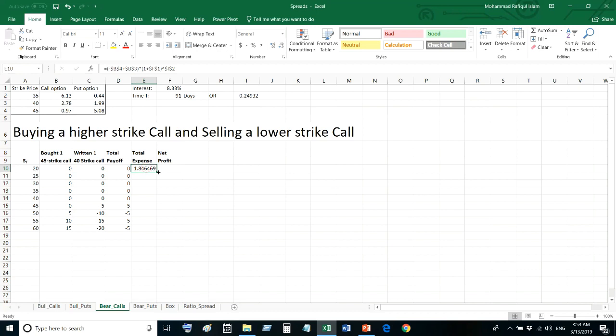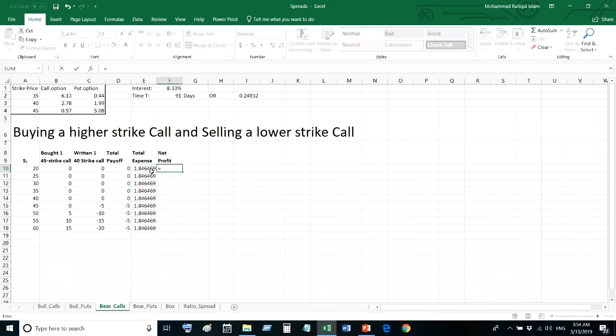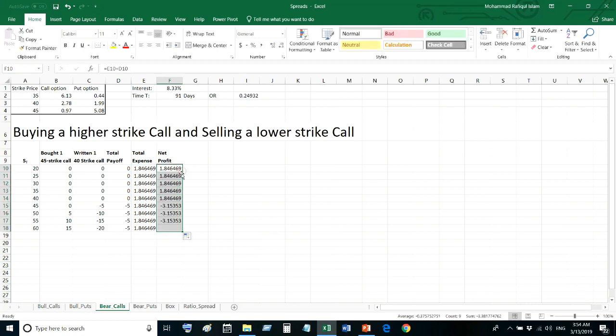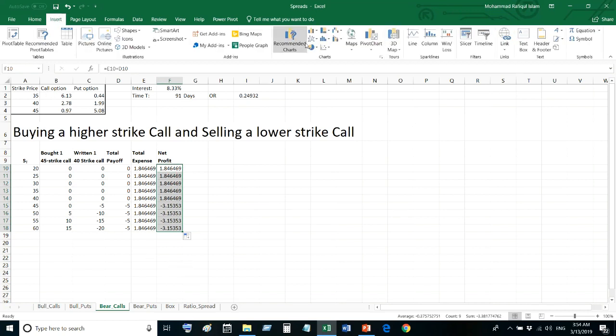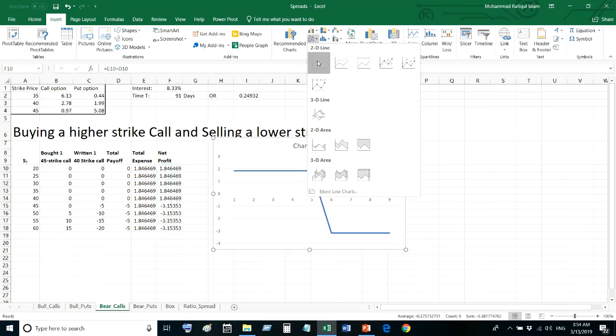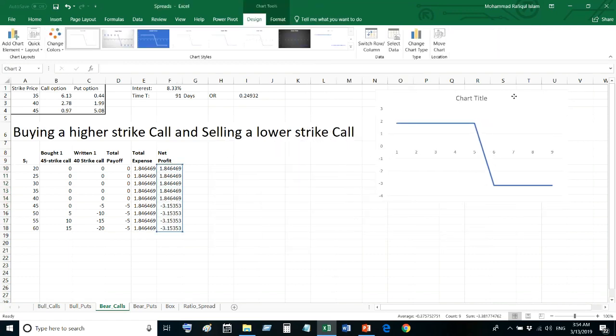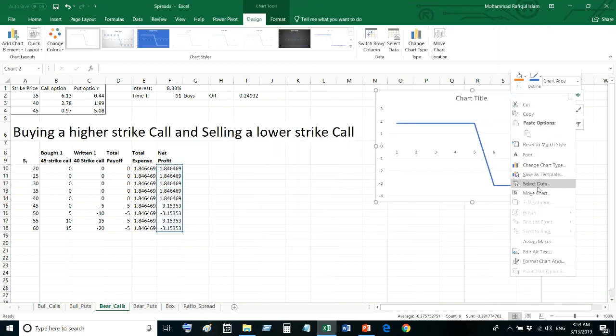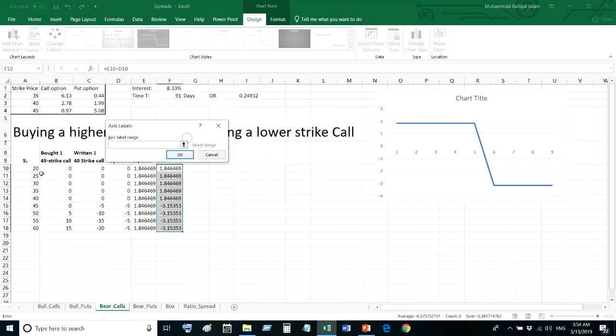So that's our total expense. Now net profit is total expense minus total payoff. That's our total profit, net profit. So if we want to see it using a graph, we get this graph, select data, edit this row.